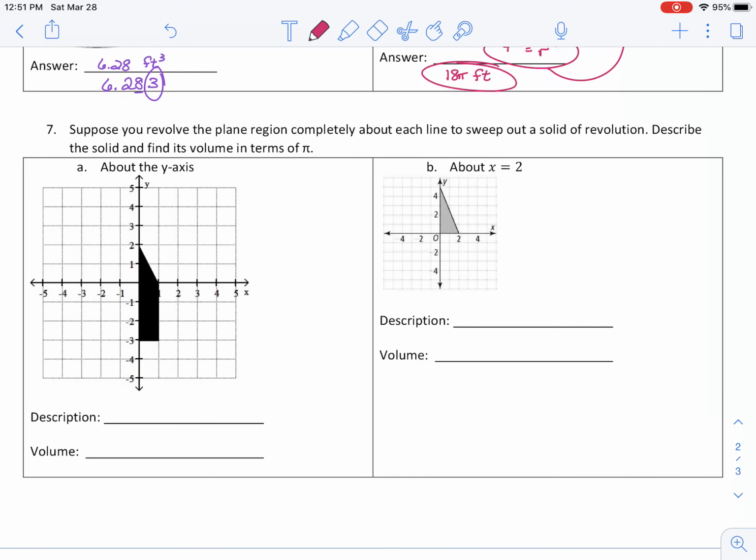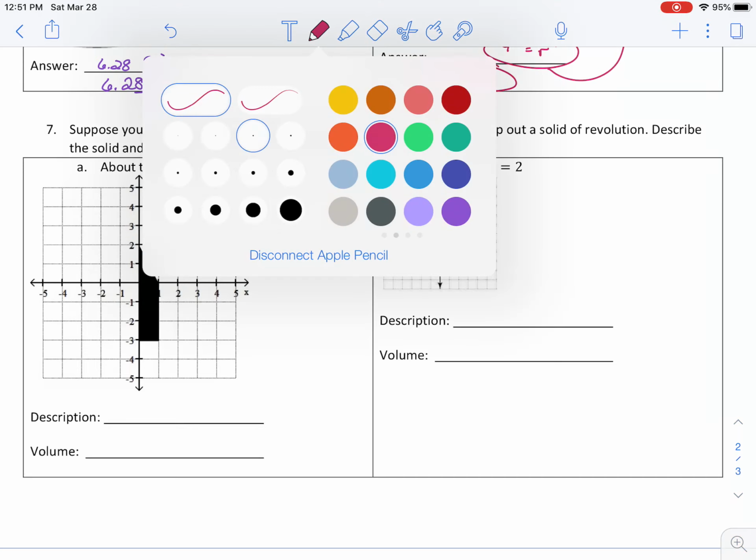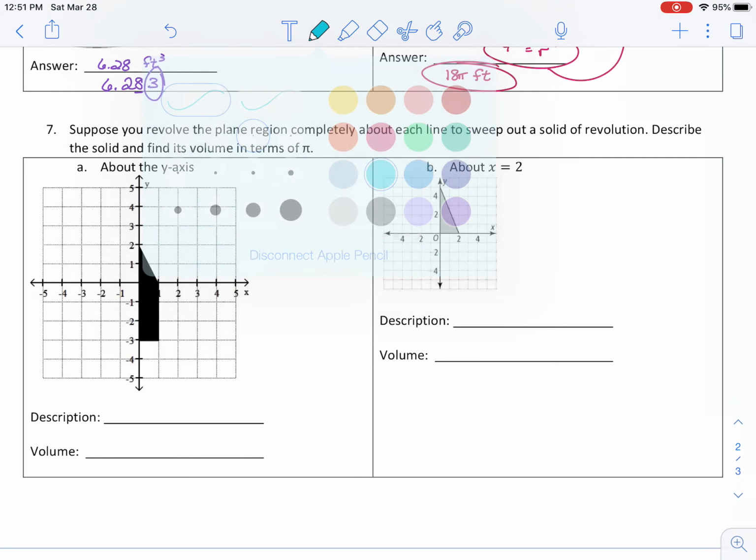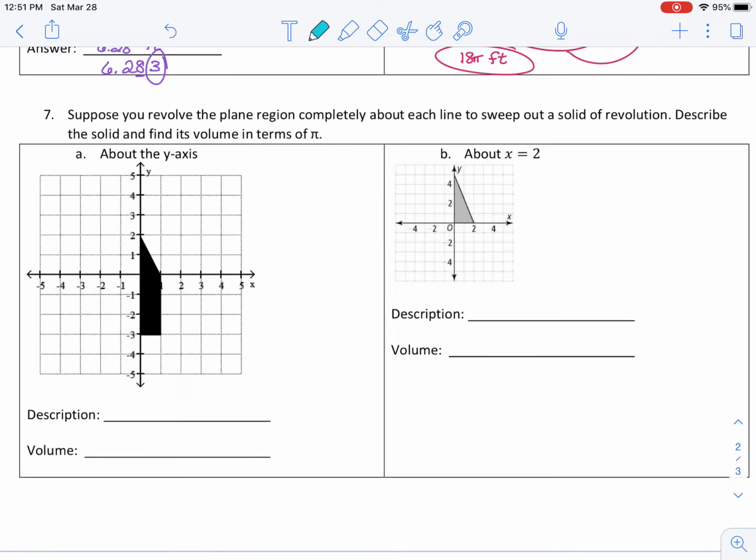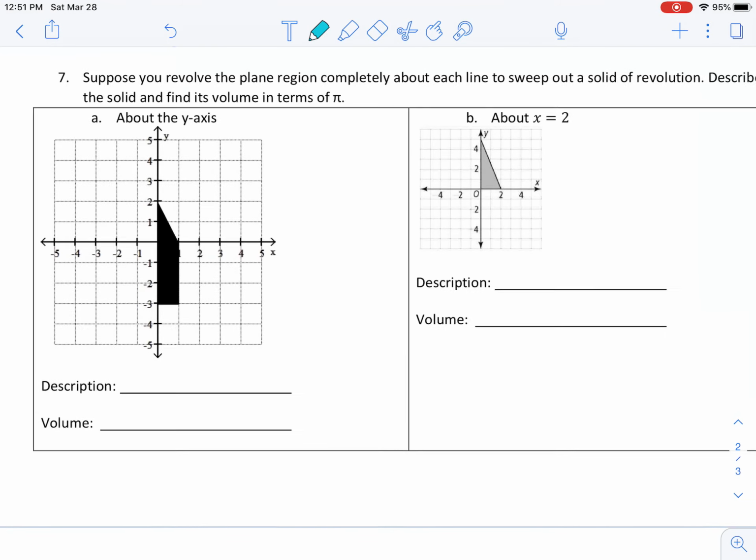I'm not sure I'm going to do both of these just because they're really similar to ones that are above, and this video is already long enough. I'm going to talk about them though.